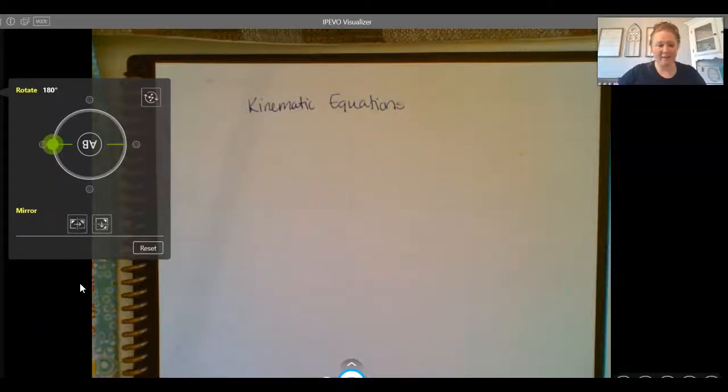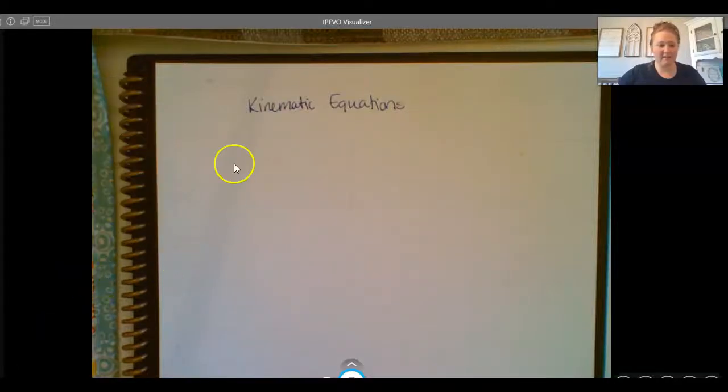Hey you guys, today we're going to be looking at kinematic equations. So far we've only used one equation, and that is the final velocity minus the initial velocity, divided by the time, gives you the acceleration.